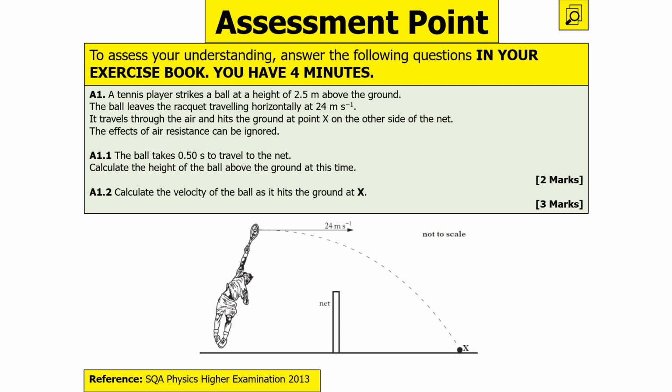The next question says, a tennis player strikes a ball at a height of 2.5 meters above the ground. The ball leaves the racket, traveling horizontally at 24 meters per second. It travels through the air and hits the ground at point X on the other side of the net. The effects of air resistance can be ignored. The ball takes 0.50 seconds to travel to the net. Calculate the height of the ball above the ground at this time, and then calculate the velocity as it hits the ground at X. So pause the video now, then unpause the video when you want to go through your answer.